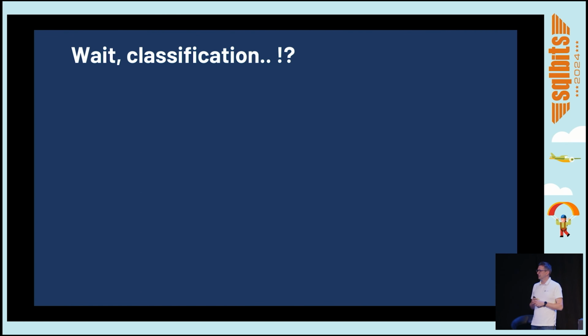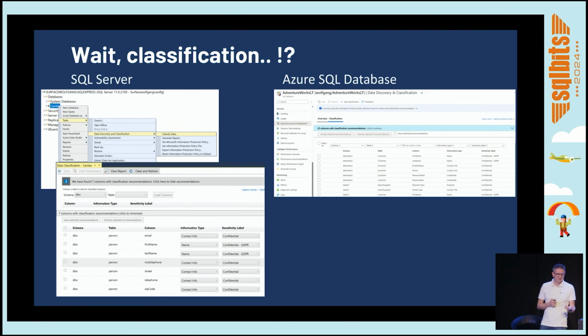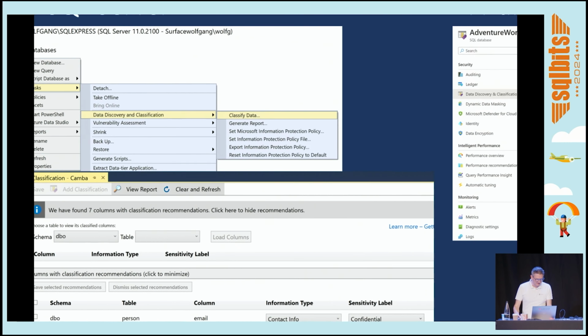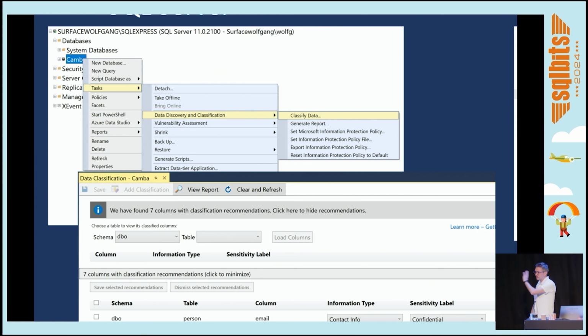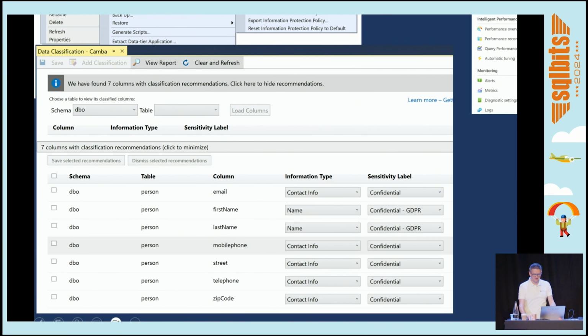There are different ways how to classify data. And when I think of a database and classification, well, there is classification already available within SQL Server and within Azure SQL Database. I'm going to zoom in a little bit. So in Management Studio, you can just open the context menu, classify data, and set some information like information type and sensitivity label.